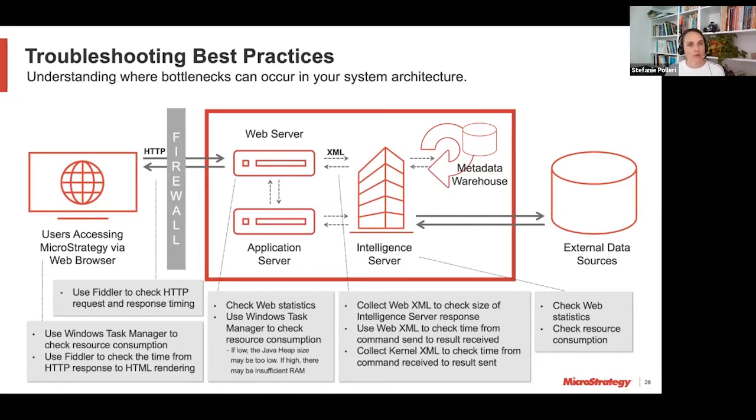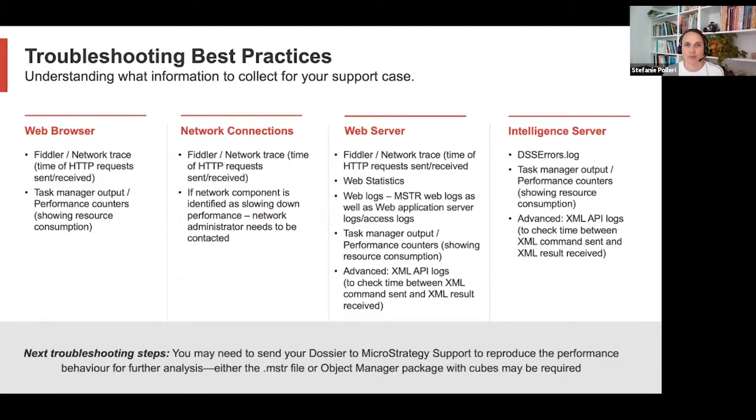If you now go to my last slide, where all the important info to be collected is summarized. Again, in order to best identify, and for us in support to help identify, a performance issue, we would need to collect all this information. Very important is Fiddler or any other network trace, task manager output, or any output that shows resource consumption, and of course best to get this from all components involved.